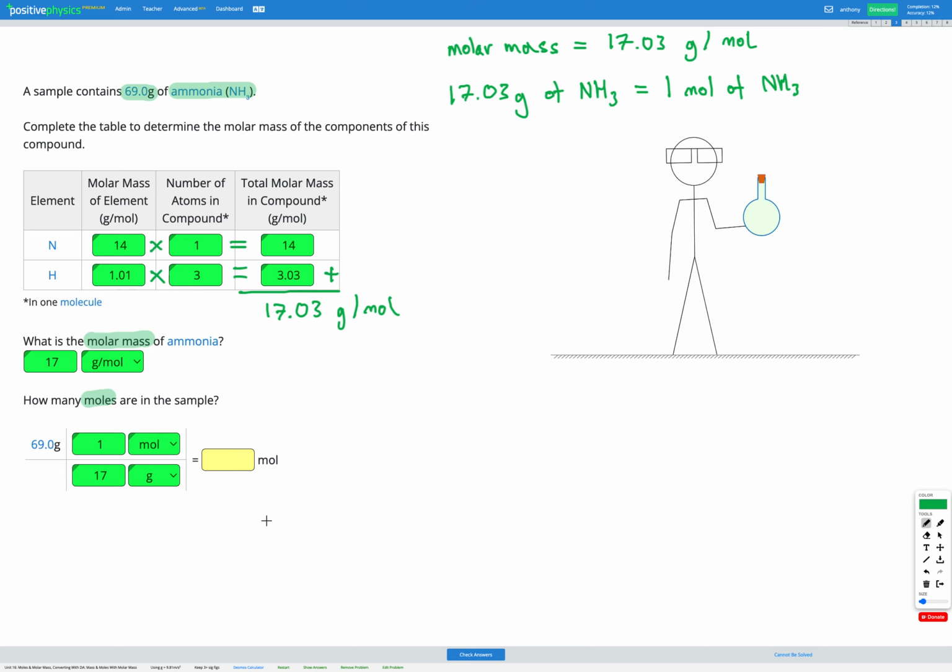Wonderful. So all we need to do now is multiply everything on the top, divide by everything on the bottom, and cancel out units that are the same top and bottom. So that's grams here. And we're left with 69.0 multiplied by 1 divided by 17.03. And that's all moles. So putting that into our calculator, we end up with 4.05 moles.